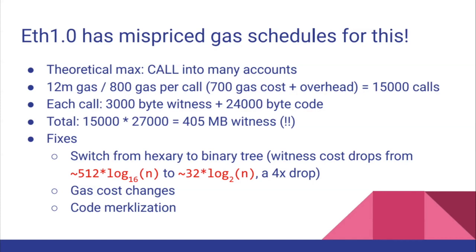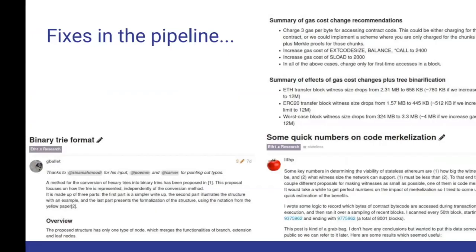So one fix is to switch from the hexary tree to a binary tree, as we talked about. Another important fix is code Merkleization. Instead of treating the code as a single chunk, treat the code as a Merkle tree, so you don't have to always include the entire contract. You just include the parts of the contract that got touched. And you have gas cost changes. We can change the gas costs so that they actually reflect the size of a witness, make calls much more expensive, make calls even more expensive if they start reading the entire contract code, and so forth. And so we think that we can get the highest possible witness size down into the single-digit megabytes.